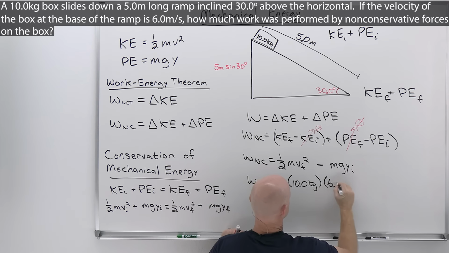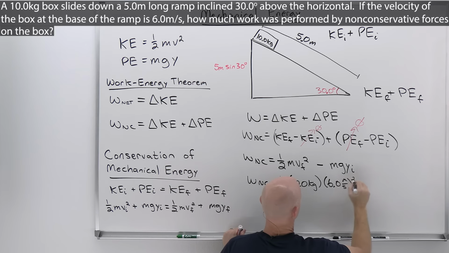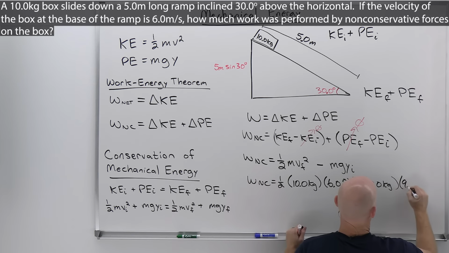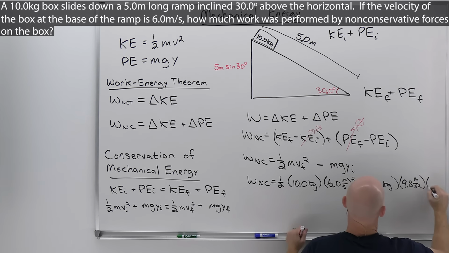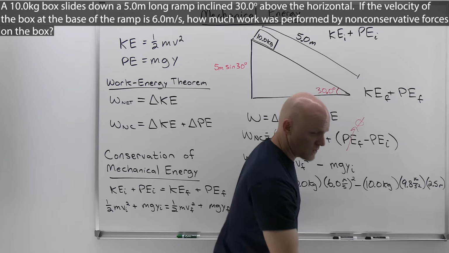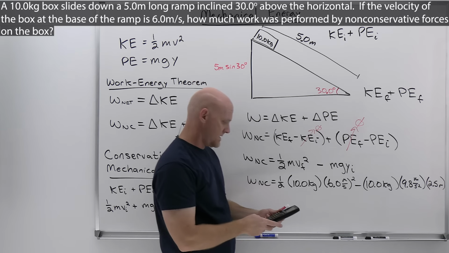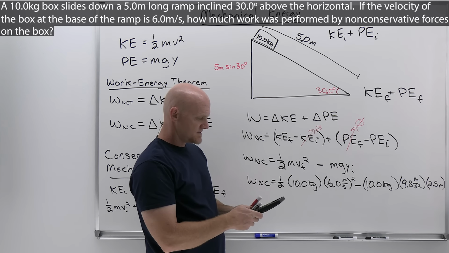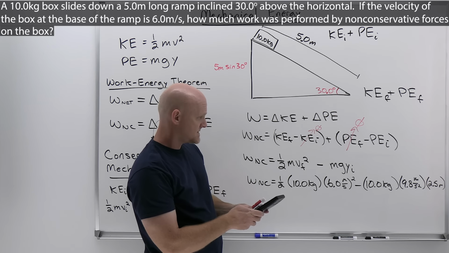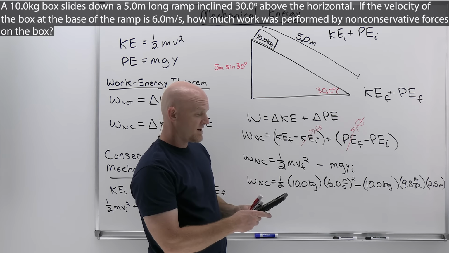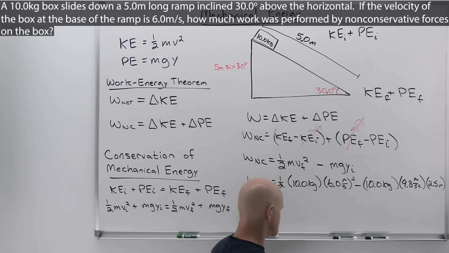That final velocity in this case was 6.0 meters per second. Don't forget to square it. Minus again 10.0 kilograms times gravity, 9.8 meters per second squared. And that initial height, again, was that 2.5 meters, that 5 sine 30, if you will. Cool, and we can do some plugging and chugging from here. All right, so 0.5 times 10 times 6 squared minus 10 times 9.8 times 2.5. And we're going to get negative 65 here in this case.